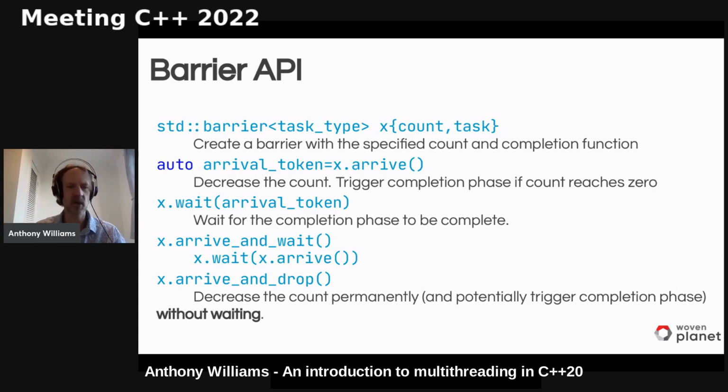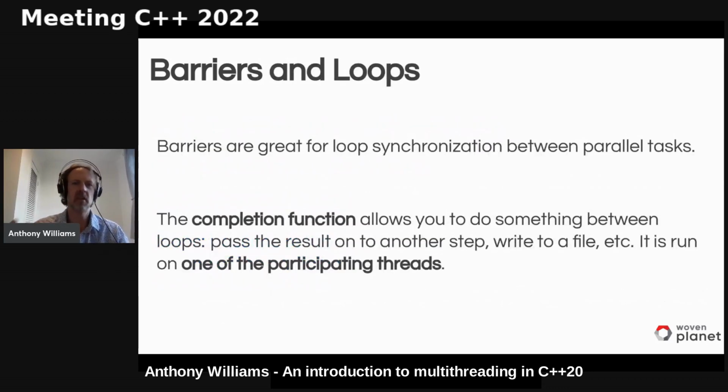This thread is now not waiting. It will no longer participate in this barrier, and the count is permanently 1 less. So if initially the count is 5 and some thread calls arrive and drop, the next time it resets, the count will reset to 4. It's a permanent decrease. So that's relatively straightforward.